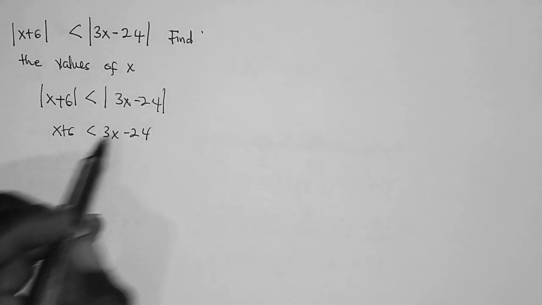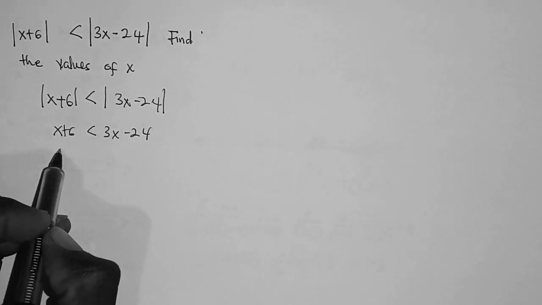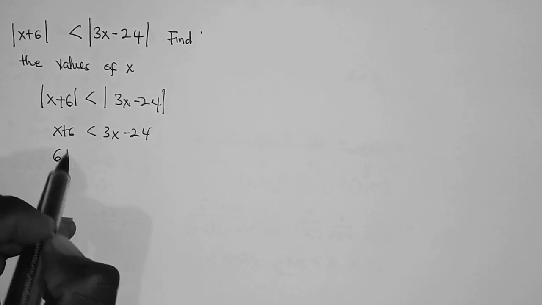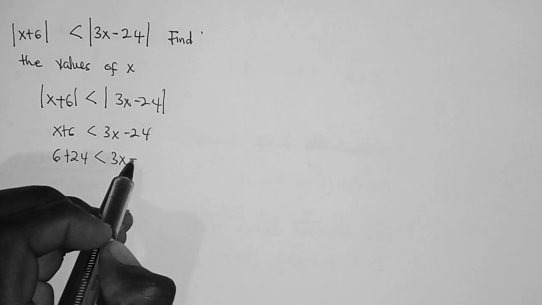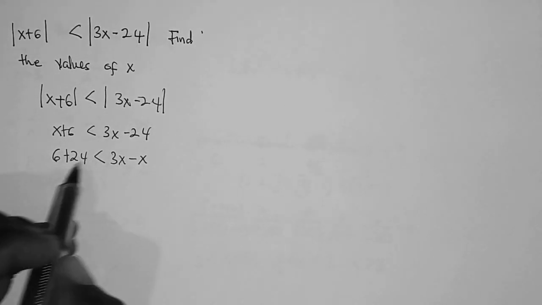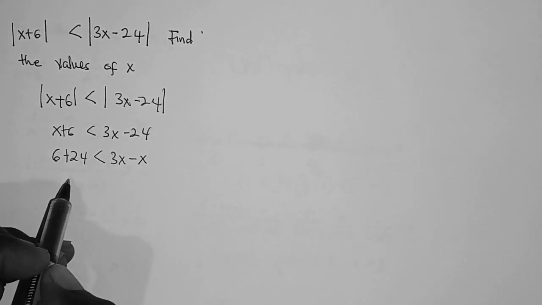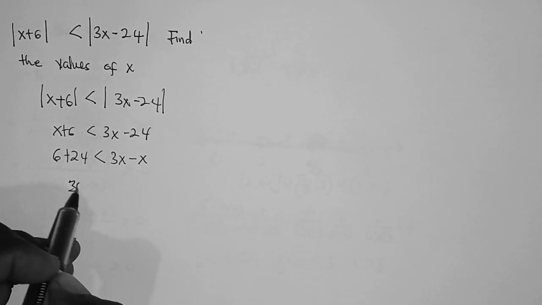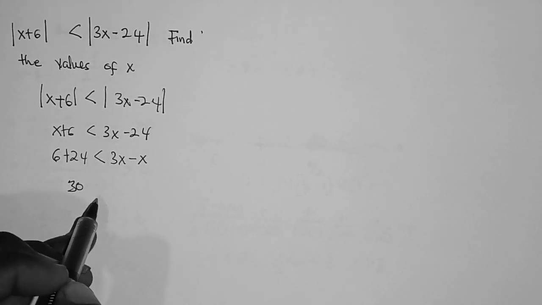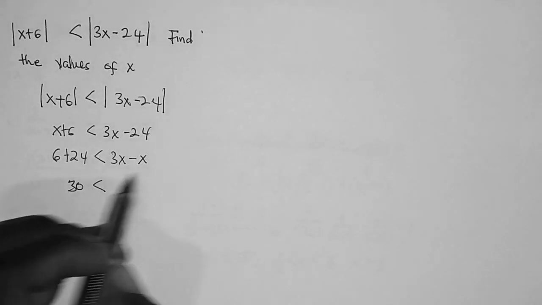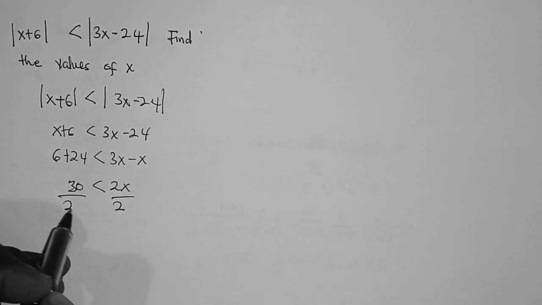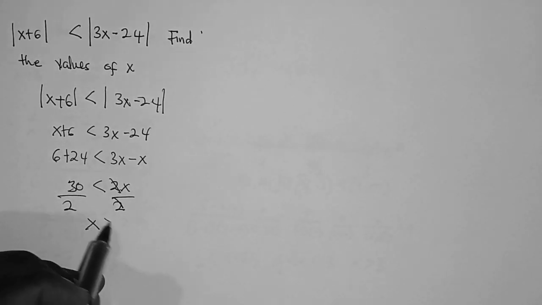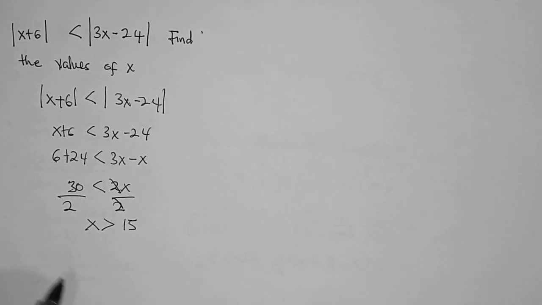So let's bring x to the right hand side and take 24 to the left hand side. It becomes 6 plus 24 less than 3x minus x. So 24 plus 6 is 30, which is 30 less than 3x minus x, which is 2x. So if we divide through by 2, we find out that x is greater than 15.